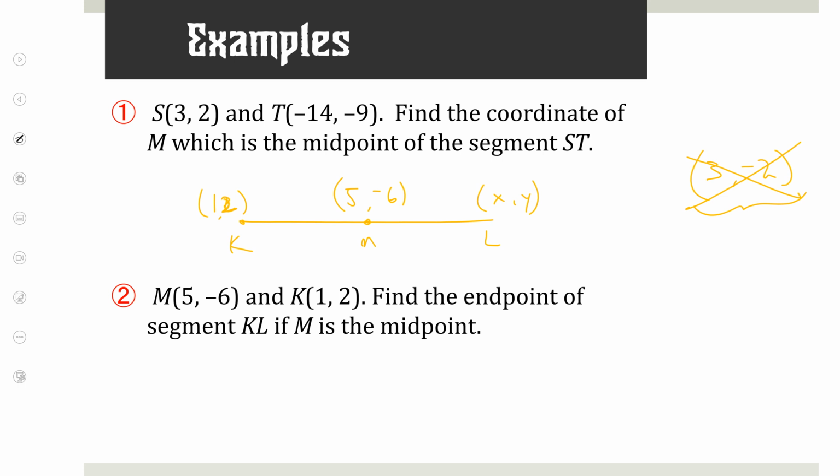Other ideas? Adam? 8, -16. Let's take that for a test drive. 8 plus 1 is 9. Divided by 2 is 4.5, not 5. Kai? 9, -14. 9 plus 1 is 10, divided by 2 is 5. Okay. Negative 14 plus 2 is negative 12. Okay, we found the correct answer.